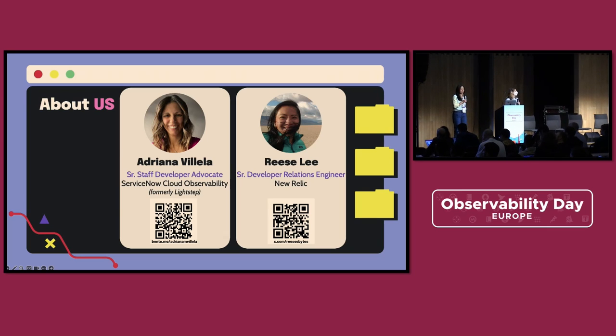Hi, everyone. My name is Reese Lee. I'm a senior developer relations engineer at New Relic. As Adriana mentioned, we work together on the OpenTelemetry End User Working Group, where we're focused on connecting end users to each other through enablement content as well as events and facilitating a feedback loop with project maintainers and end users to help improve the project as well as drive adoption. I guess my fun fact is I like anything spooky and paranormal.